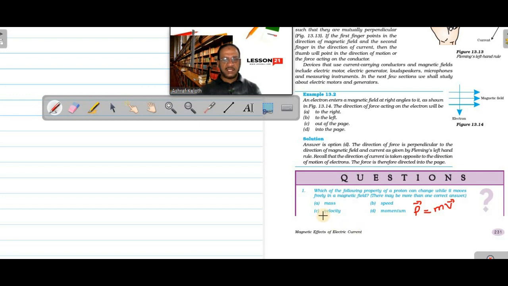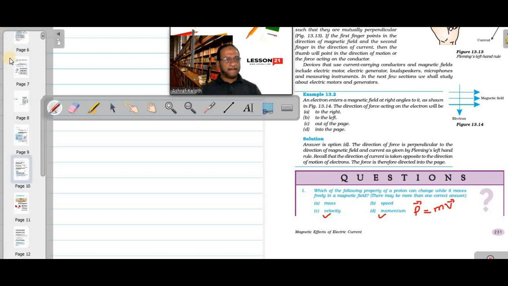So there are two answers for this question, C and D. C is the correct answer, D is also a correct answer. When a proton moves in a magnetic field, it will always follow a circular path. In that circular path, the direction of velocity changes. So velocity changes and momentum also changes. A vector can be changed by changing its magnitude or direction.